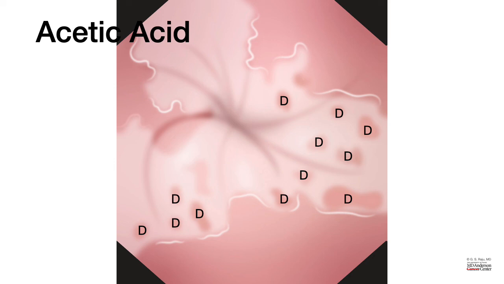Acetic acid could also be used to assess the extent of serrated adenomas. If you are not sure about the definition and how far it is extending, spraying a little bit of acetic acid on this flat polyp will define its true extent. And we can either spray through a spray catheter or use a water jet.